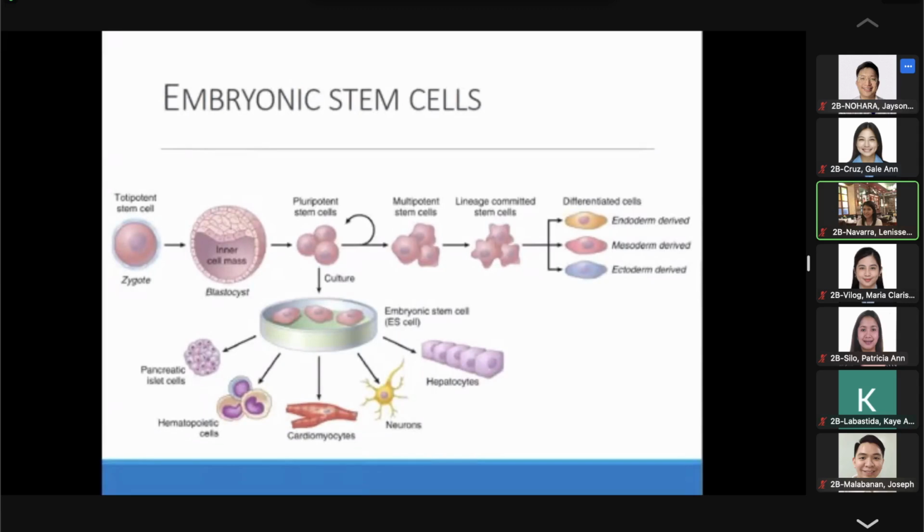So the differentiated cells can be derived from the endoderm, the mesoderm, and the ectoderm. The endoderm gives rise to alveolar cells, the lungs, epithelial lining of the gastrointestinal tract, and respiratory glands. The mesoderm gives rise to muscles and RBCs, and the ectoderm gives rise to skin and neural tissue.